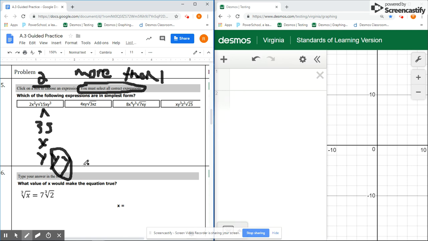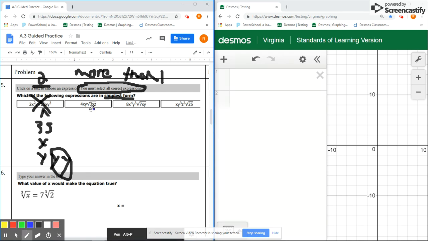Okay, so since we have a group of 2 and it has not been pulled out yet, this is not in simplest form. Definitely not in simplest form. Okay, simplest form means there are no groups of 2 left over. We've simplified it as much as we can.